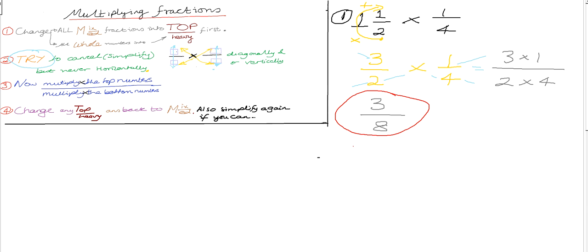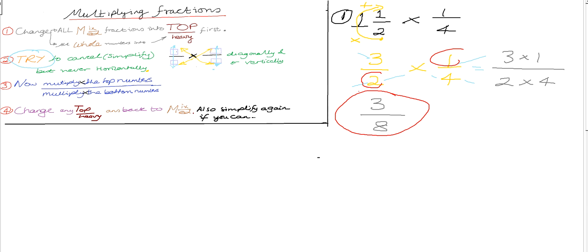So the answer is 3/8. That's example number 1. The question says try to cancel. We couldn't cancel, so we just moved on to step 3. Yeah, I thought you go opposite. No, we cancelled diagonally. So we're trying to cancel from here to here diagonally, this way or vertically.